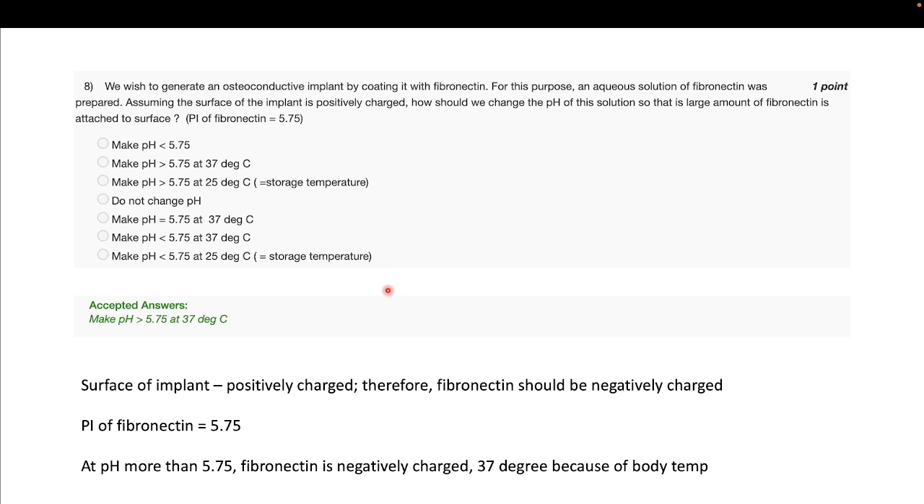I hope the explanation is making sense. If anybody is not getting this, I can go over this again later on after we finish the entire assignment. So for now, I'll move on towards the next question.